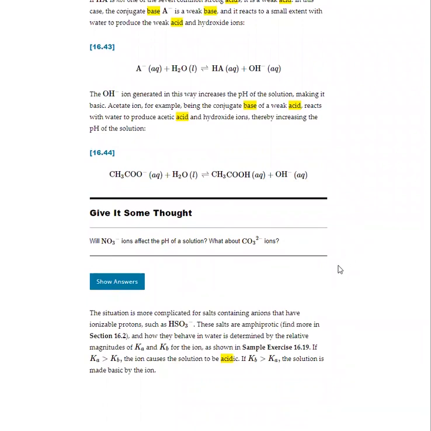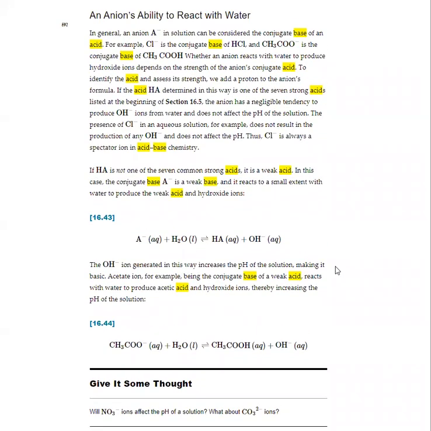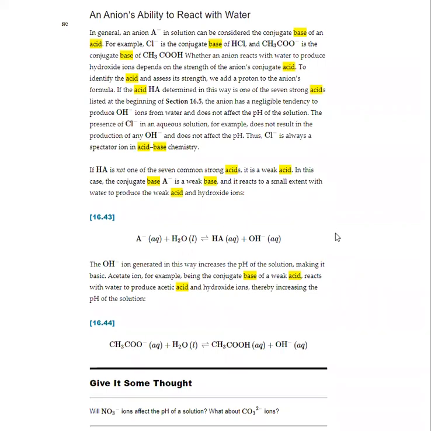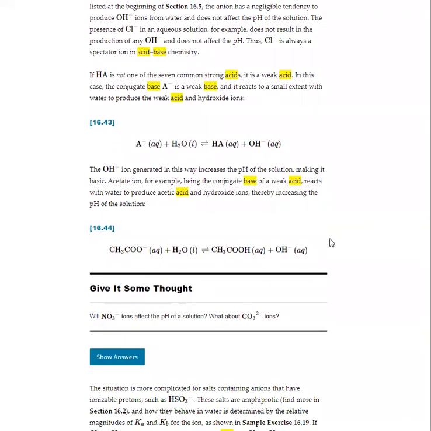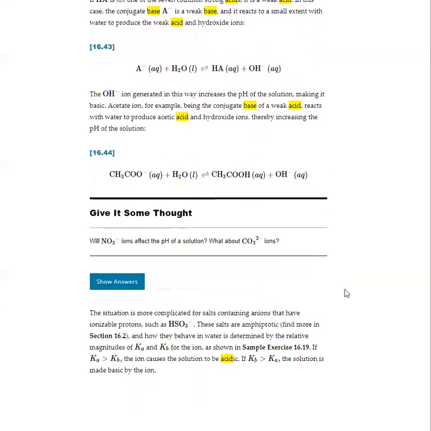Just basically knowing the rules about the conjugates is all you need to know for this. So if it's a strong acid, it's going to have a weak anion. If it's a weak acid, it's going to have a stronger conjugate base anion. So just follow along with those rules to determine how strong the anion is.